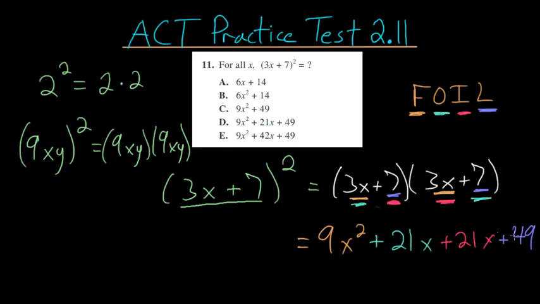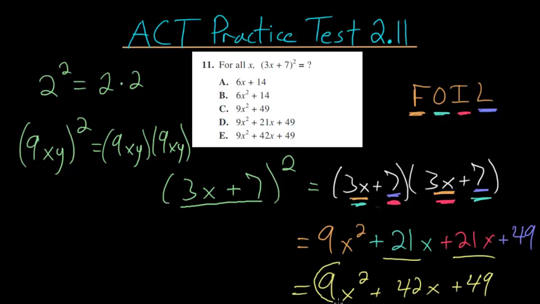And now simplifying and combining like terms, we can add these two 21x's together so that we have 9x squared plus 42x plus 49. And this here is as simplified as we can make it. So this will be our final answer, and you can see choice letter E would be the correct one.